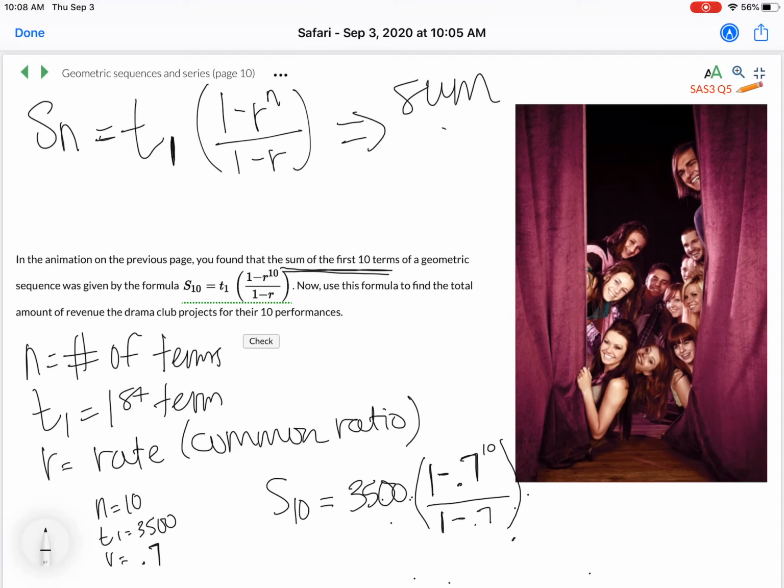I can't show you my calculator on here, but I'm going to talk you through it. Okay, so if you're on your calculator, what I want you to do first is type in 3,500, a parentheses, alpha, y equals, enter to get my fraction bar. Okay, up top we are typing in 1 minus 0.7, and we're going to raise 0.7 to the 10th power.